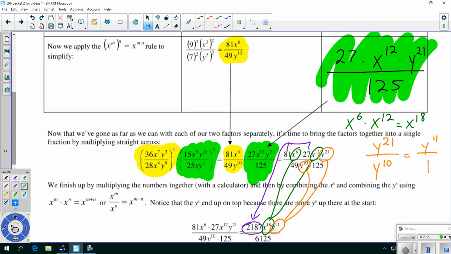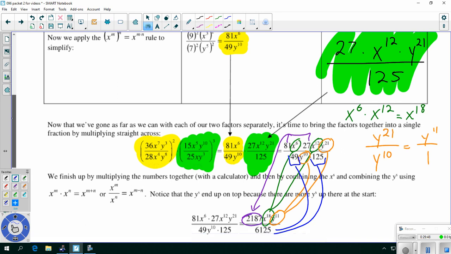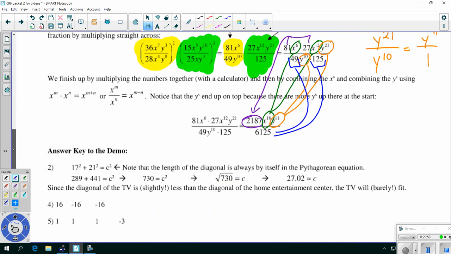Okay, and then finally, downstairs, all we have is a 49 times a 125. Again, you can just multiply those on the calculator, and we get 6125. In theory, we should also just make sure that the two numbers don't reduce any further. 2187 over 6125. They don't have any common factors, but it's worth a look. So that last fraction is our final simplified version of the original problem.